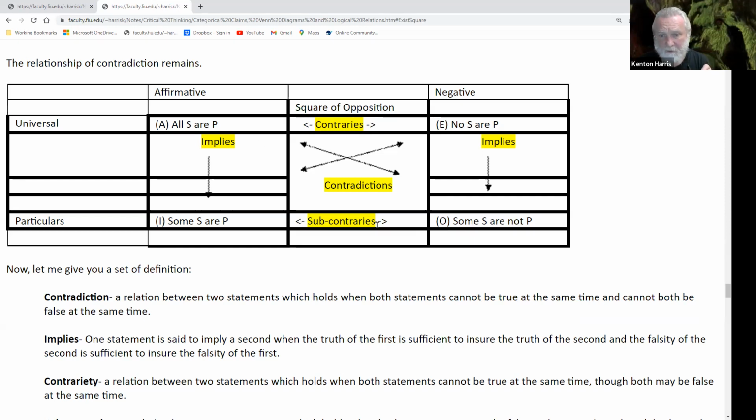And then the final relationship that appears is what's called subcontrarieties, and it's the opposite of what goes on between the A and the E claim. This is when two claims are subcontraries, meaning they can both be true at the same time. They just can't both be false at the same time.